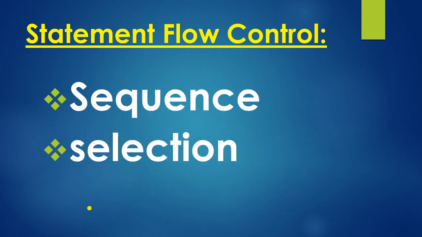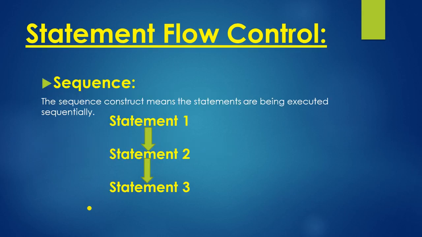Next is the statement flow of control. In a program, statements may be executed sequentially, selectively or iteratively. Every programming language provides constructs to support sequence, selection and iteration. So sequence, selection and one more, iteration: these three are the statement flow control. The first one is the sequence.